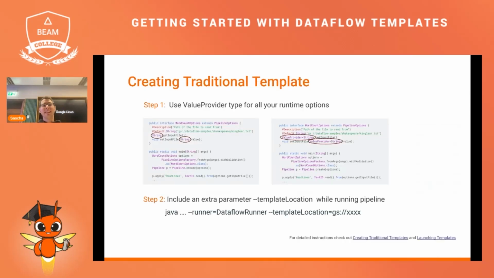Whenever you implement such a traditional pipeline, you have to use the so-called value provider class. So if we have a word count example and we have an input file, which is basically a string that refers to a file location, you have to use the value provider class. And whenever you submit the pipeline, you have to add the template location so that Dataflow is able to locate the template and run it afterwards.